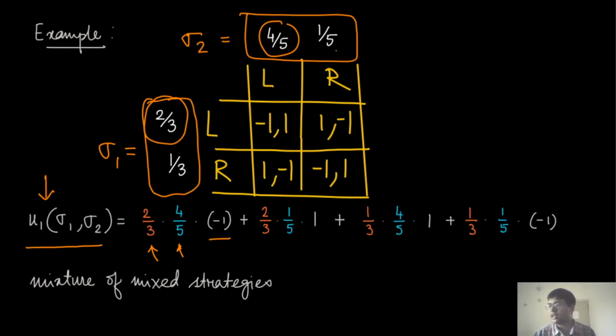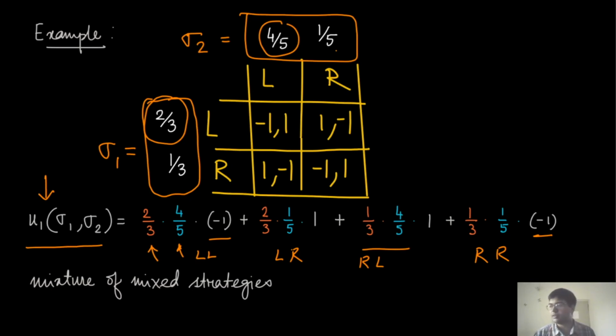Similarly, you can find out L R, so that is 2/3 times 1/5 multiplied by 1, and similarly you can fill it up. So the first one was for L comma L, this was for L comma R, this is R comma L, and this is R comma R. So these are the probabilities, and then these are the utilities at the pure strategy profile. So the total number will be the expected utility of player i when this mixed strategy profile has been chosen.